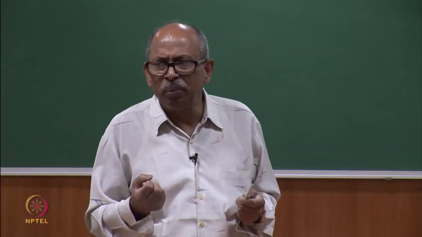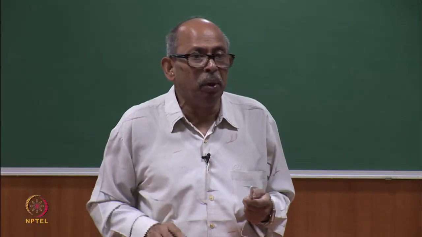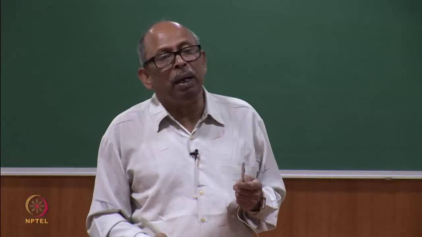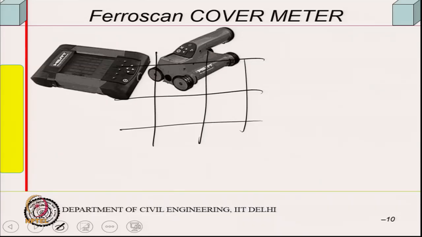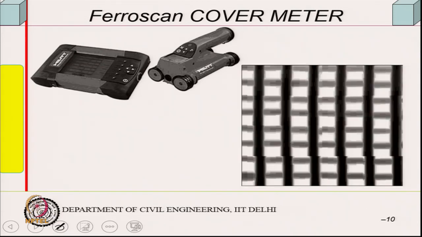Today you have digital instruments. It is better if you can feed in your own calibration curves, and it can give you the results. Otherwise, accuracy is relatively less, but it will give you a good bar layout. These instruments are available now, something like this on wheels. This is what a Ferroscan cover meter is. It will go over the surface and give you something of this sort of bar layout.